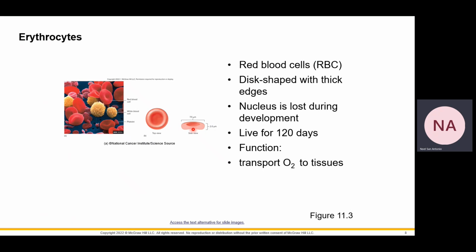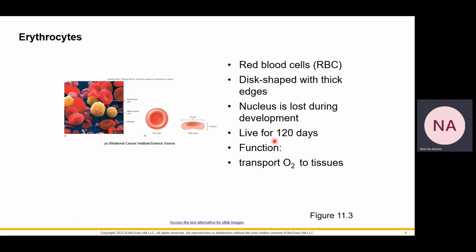And our red blood cells do not have any nucleus because during development, the nucleus is extruded. It is lost during development. And the normal lifespan of our red blood cell is that it stays in the circulation for only 120 days. So that is about how many months? In 120 days.